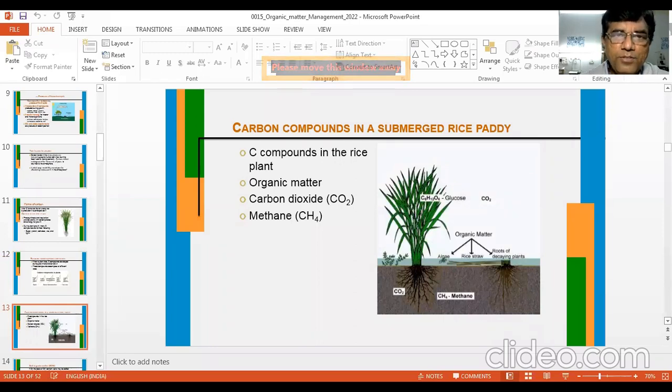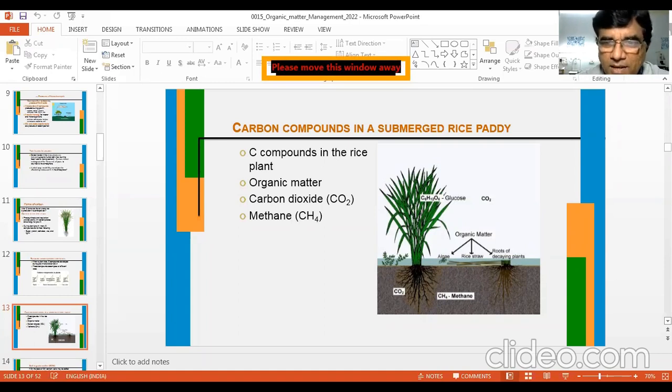So you will find in soils a variety of carbon compounds in organic matter, and you will also find carbon dioxide in the soil, and it will come out. And similarly, methane will also be produced in soil. So what are the sources of organic matter in paddy soils?